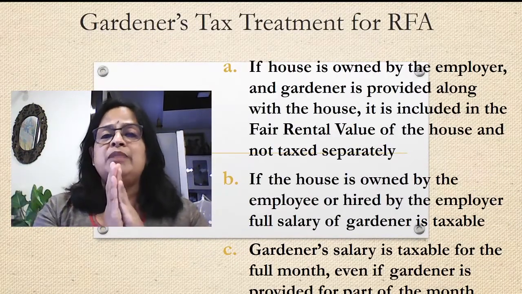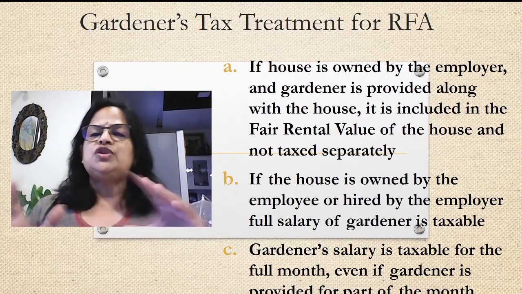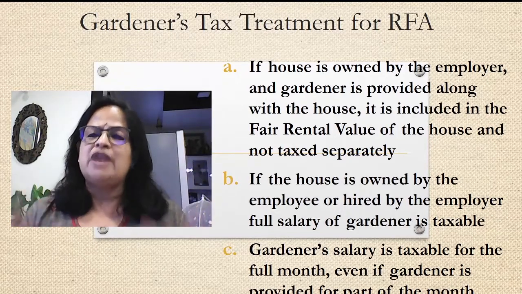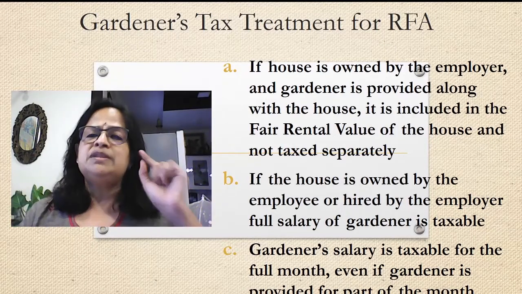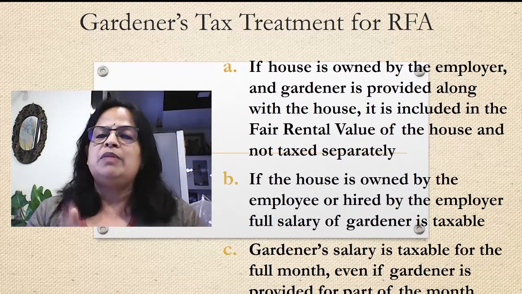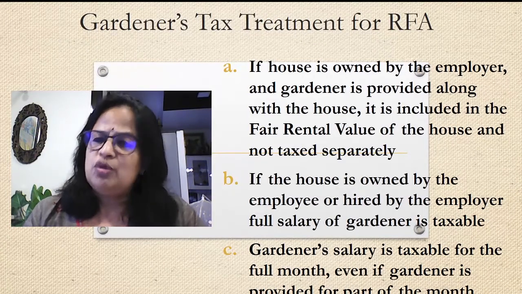Now this is very, very important for 2 marks, the tax treatment for RFA. Most of the students, even if I explain as a casual remark, will not remember that. That is why I have put it as a separate slide. This is important for 2 marks. Please remember that I told you in the RFA problem, 2 classifications. House is owned by the employer, house is not owned by the employer.